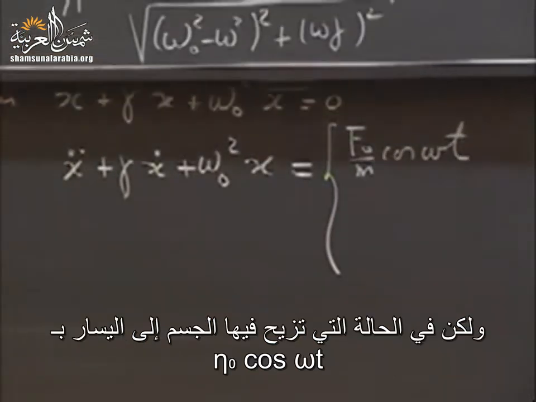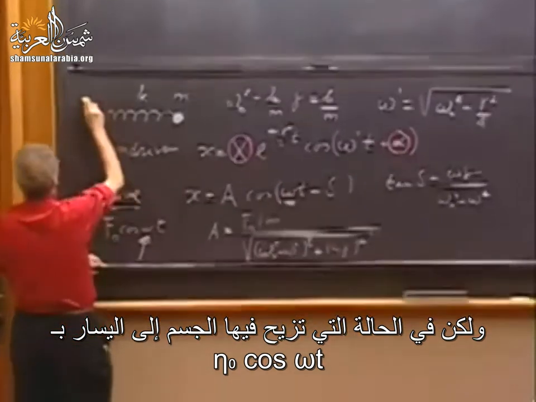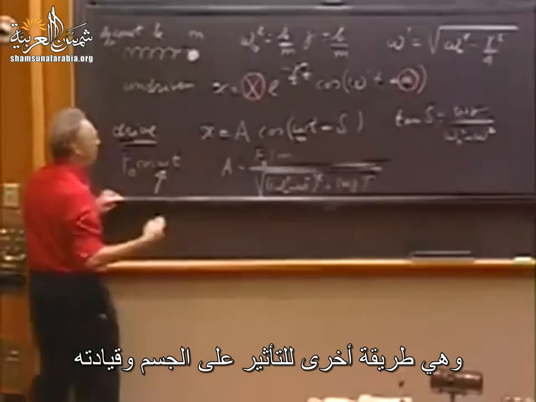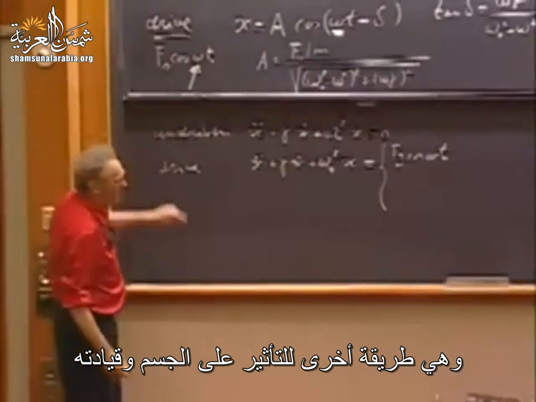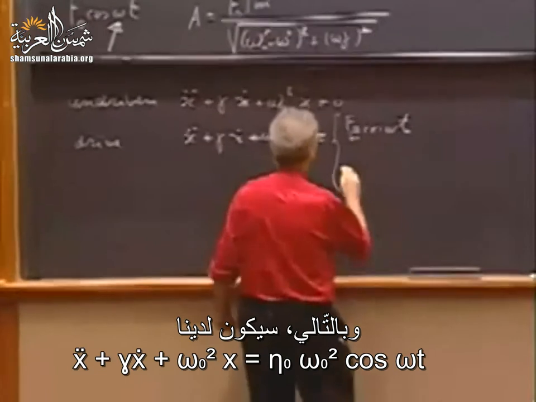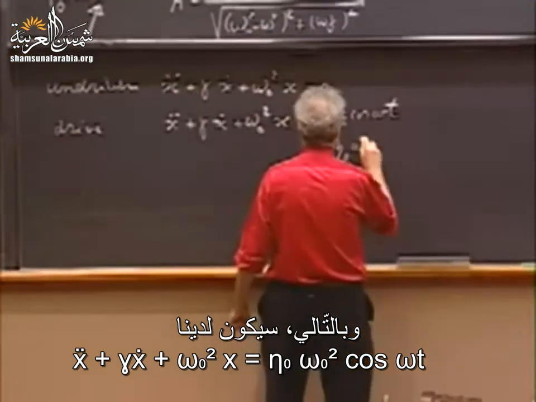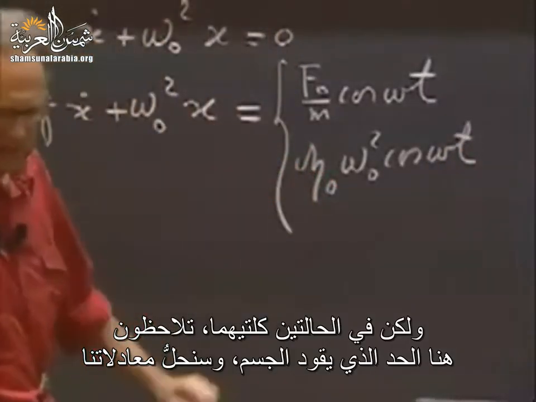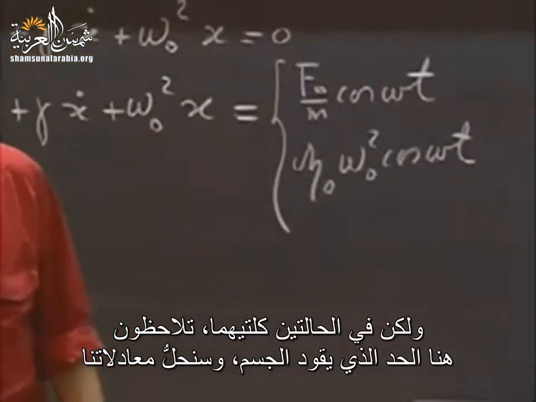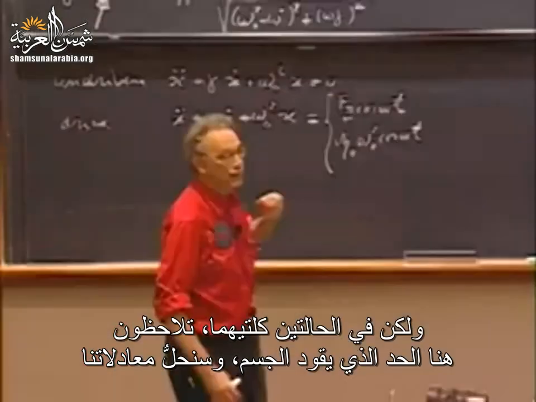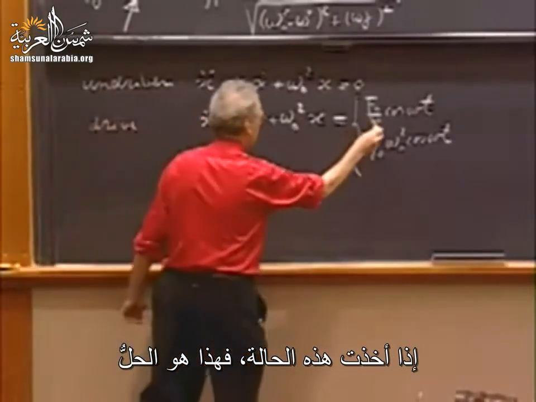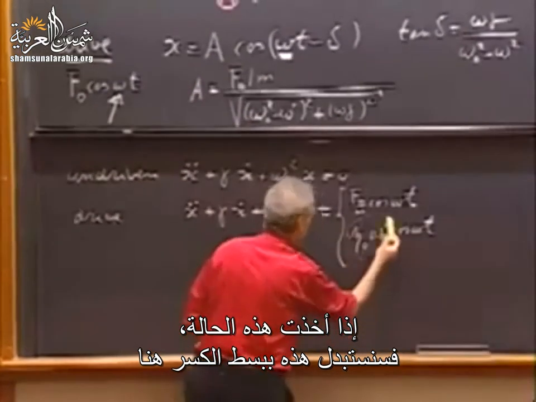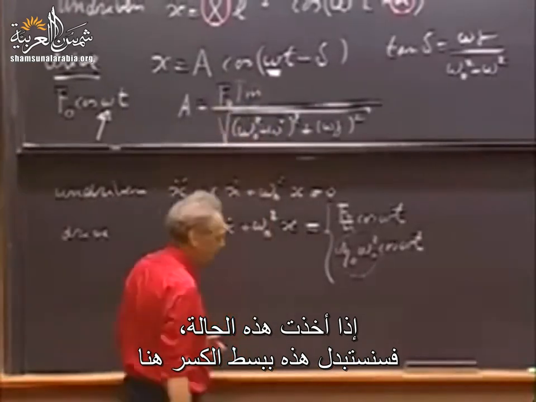But in the case that you shake the left side with your hand, with this eta 0 cosine omega t, that is another way of effectively driving the object. We worked that out, then we have here eta 0 times omega 0 squared times cosine omega t. But in any case, you see here a driving term, and we solved our equations. And if you take this case, then this is the solution. If you take this case, then this takes the place of that.